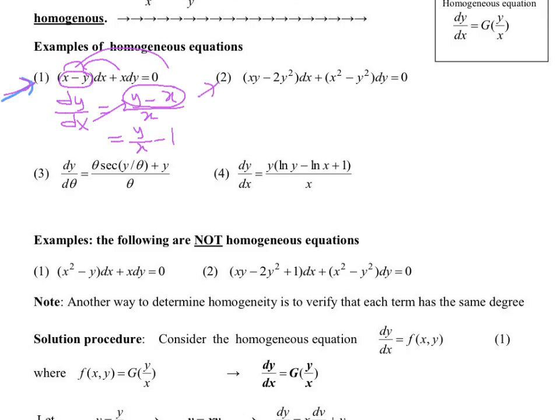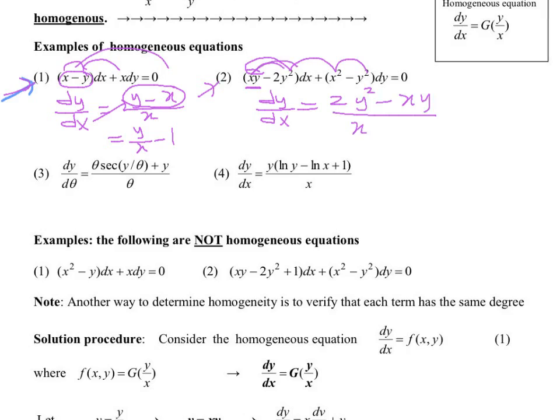Number 2 is also homogeneous because all terms are of degree 2. This is of degree 2 because you are going to add the degrees of x and y and so on. So if you rearrange, you are going to see that the right hand side is a function of y over x. So this is minus xy instead of this.